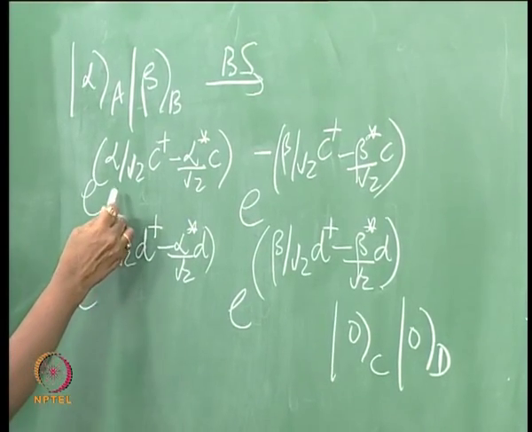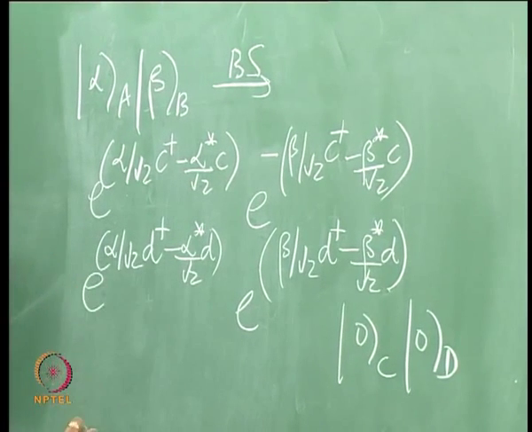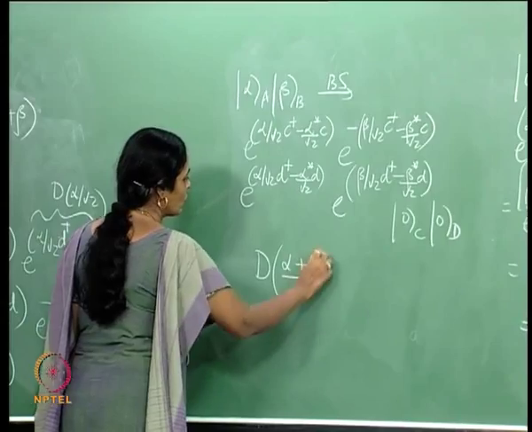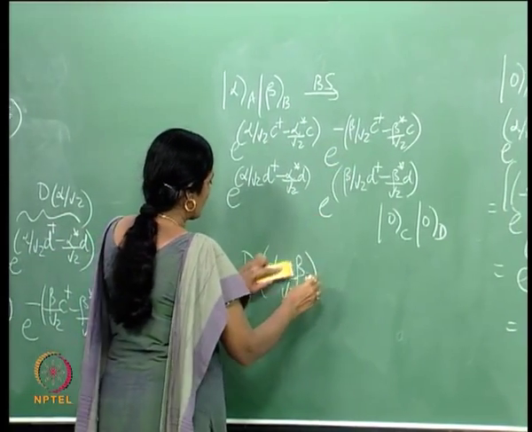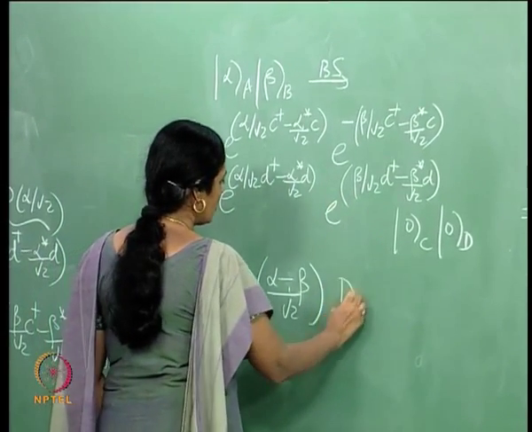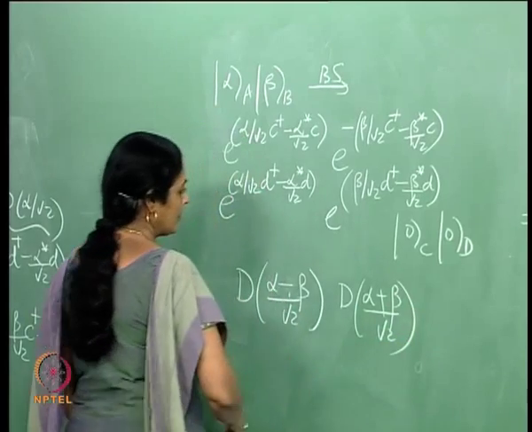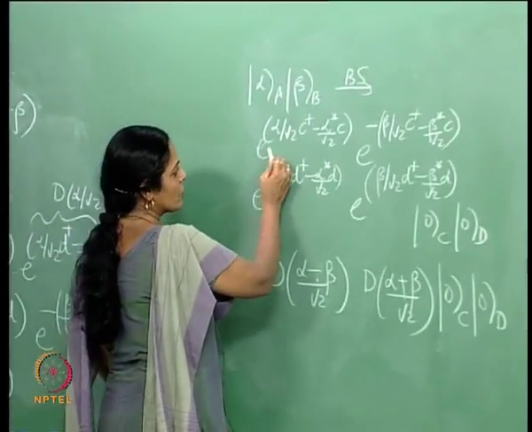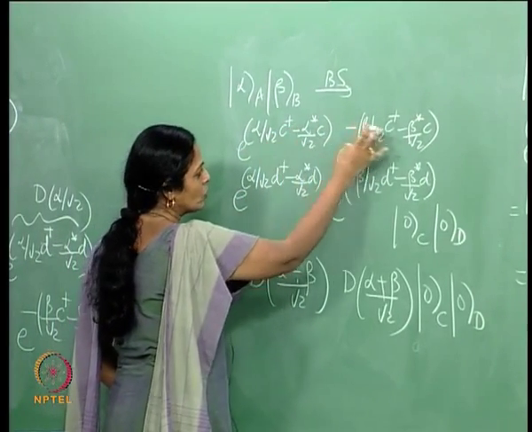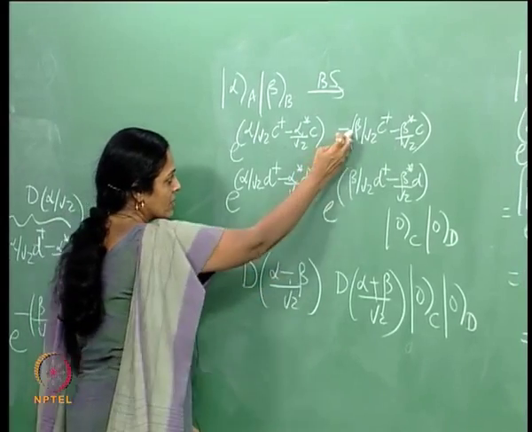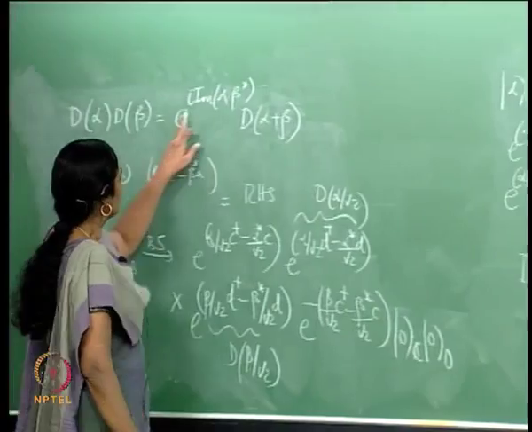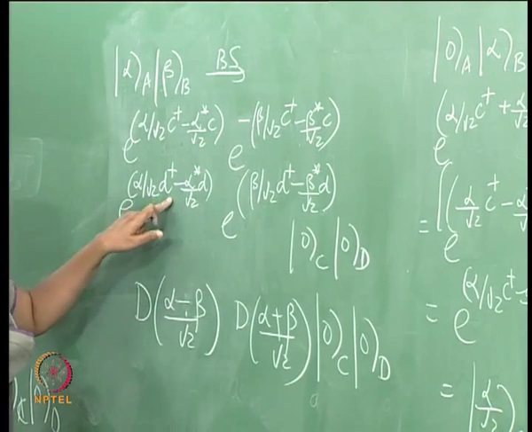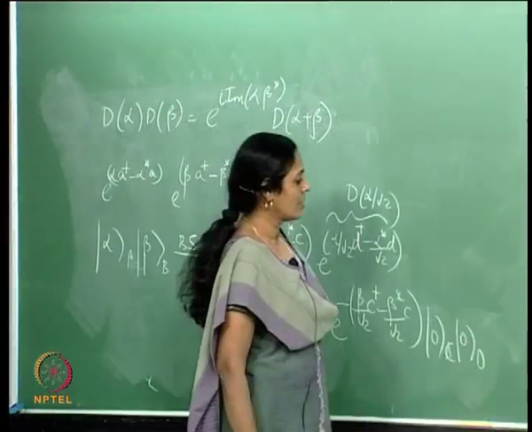I can now combine things and see very easily that this is to be written as d of alpha plus beta by root 2. The first term is alpha minus beta by root 2. Then there is an alpha plus beta by root 2, zero c, zero d. There is a phase out here, because when I add the two of them, this is d of alpha by root 2, d of beta by root 2 is d of alpha minus beta by root 2, minus sign coming from here, times an overall phase, which is e to the i imaginary part of alpha beta star. But I pick up exactly e to the minus i imaginary part of alpha beta star from here, and so those extra phases cancel out, and this is what I have.